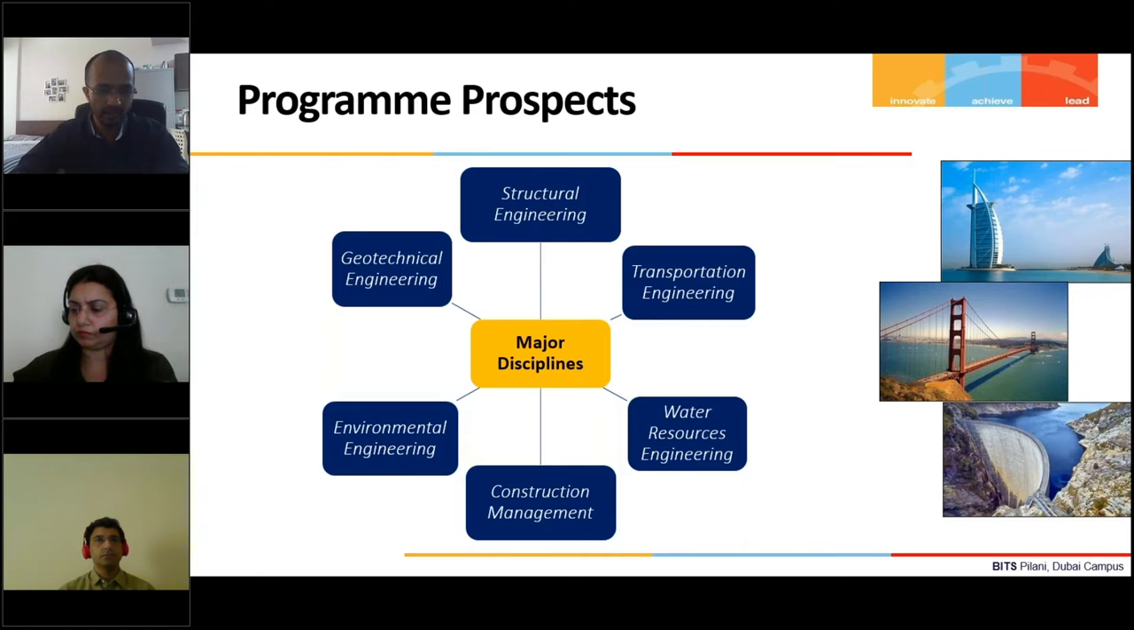And I think here the major disciplines are the core disciplines. It includes structure engineering, transportation, water resources, construction management, environmental engineering, geotechnical engineering. For example, structure engineering: what structure engineers do is analyze and design all the structures in and around us, all the forces. So if a structure engineer messes up, everything is done.